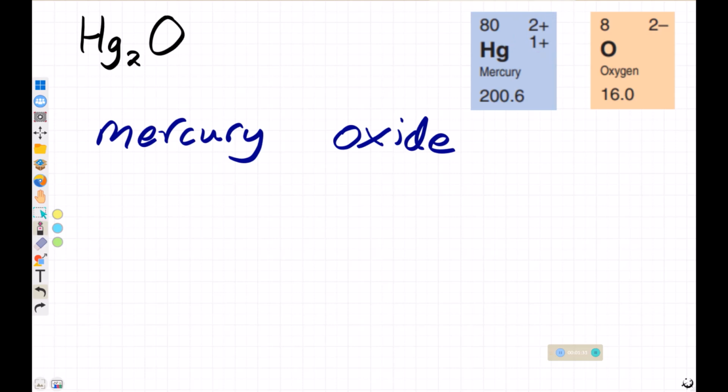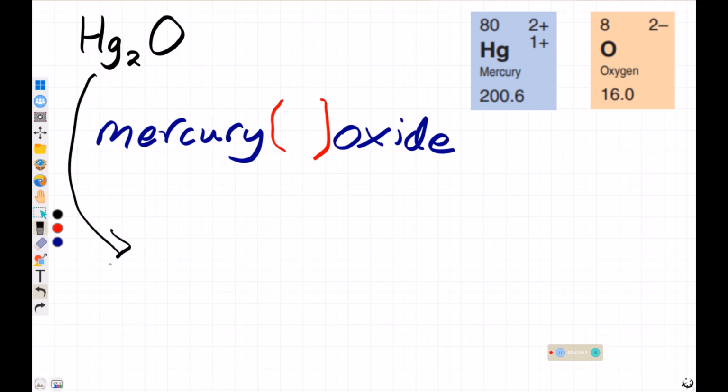Because of this, we need to specify in the name which charge we are using. This is done by writing a Roman numeral in between the two element names. Now, either it's going to be Roman numeral 1 for the 1 plus charge, or Roman numeral 2 for the 2 plus charge. But we have to figure out which one of these it is going to be. In order to do this, we have to take a look back at the original chemical formula that has been given to us, Hg2O.